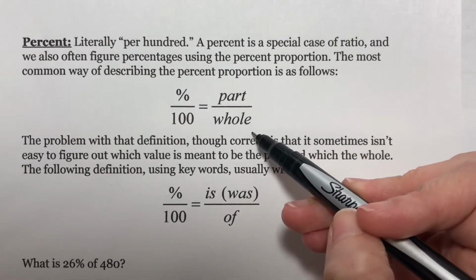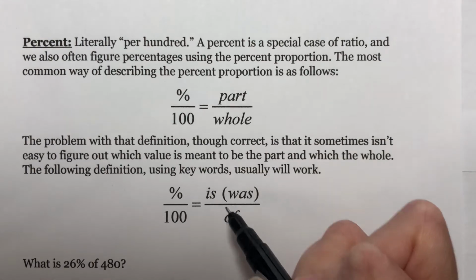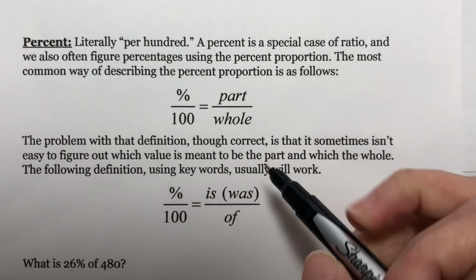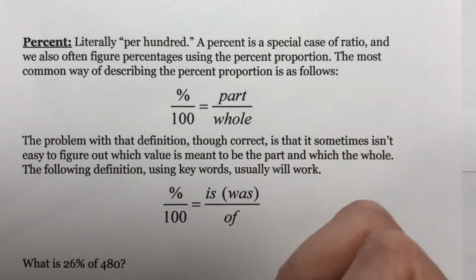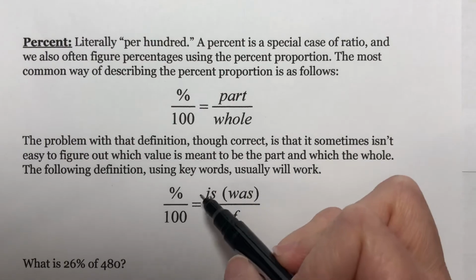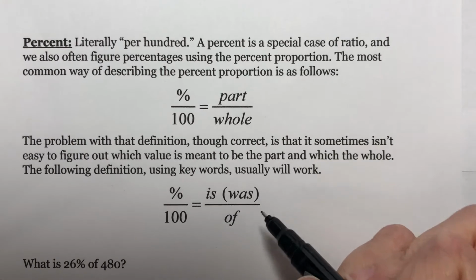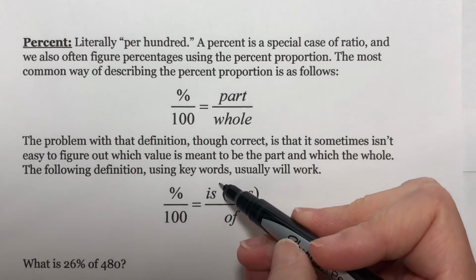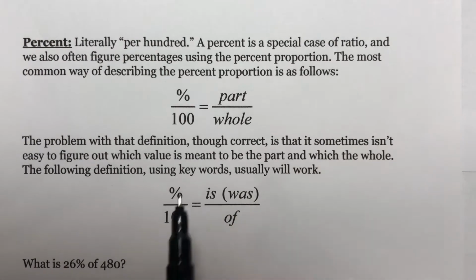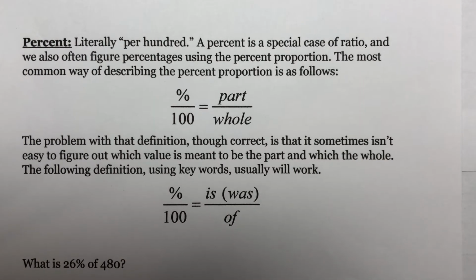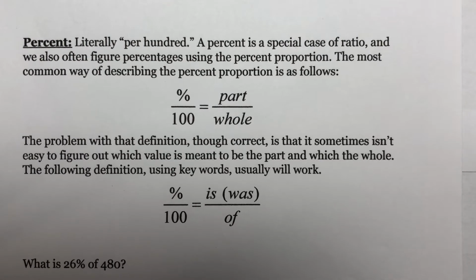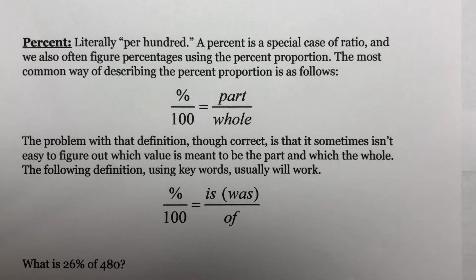For part and whole, I say is over of. Now, if the problem happens to be written in past tense, it would be was instead of is. That's an English language thing, not a math thing. Is over of. Most of these problems will have those keywords in there, and if you place them correctly, you'll get a proportion that's fairly easy to solve.